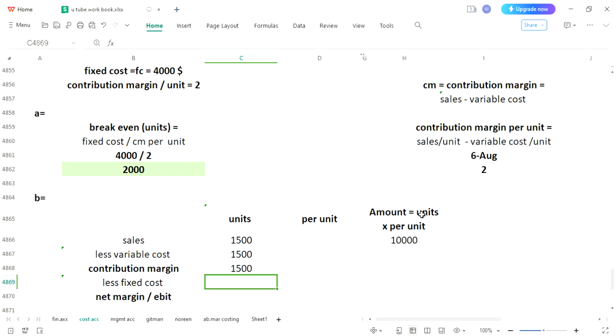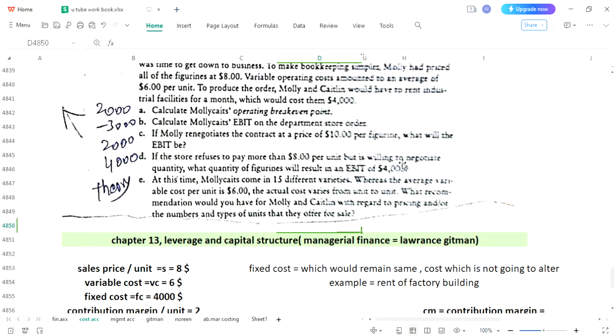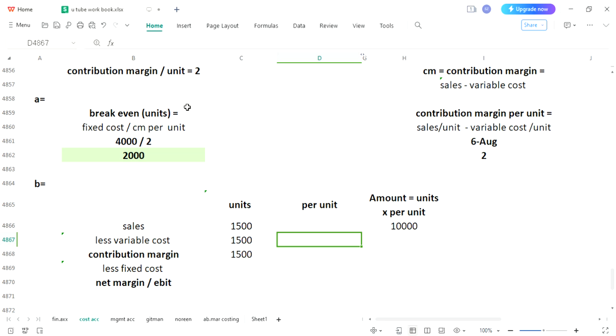So the number of units sold and the number of units of variable cost will always be the same, besides the number of units of contribution margin. Per unit sale price was not mentioned in the question, but per unit variable cost, look over here, variable cost at an average is 6, and we have already mentioned it.